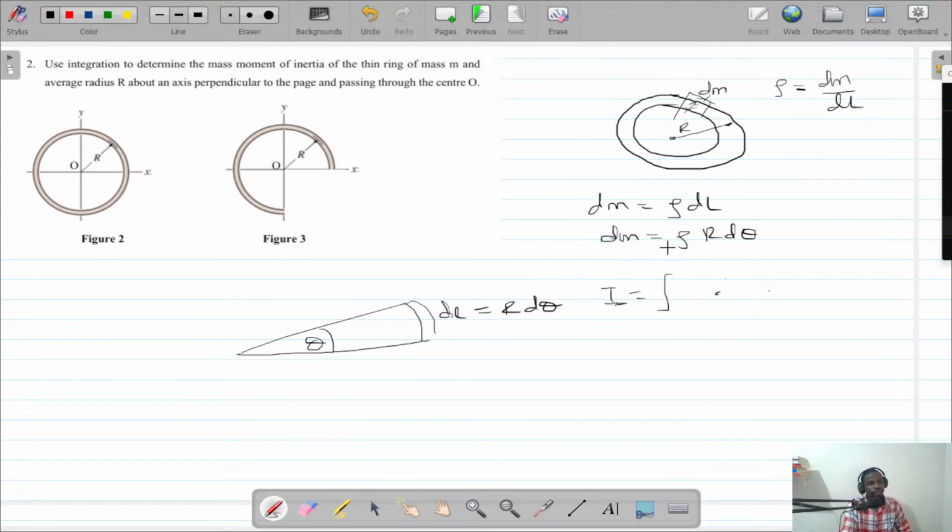So we have I equal to the integral of r squared dm. Now the radius of rotation of this elemental mass to the center is the same for all the masses all around. So the r here is just going to be the big R, and the dm is going to be rho R d theta, so big R squared, rho R d theta.